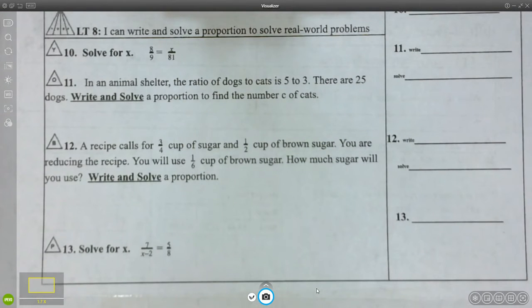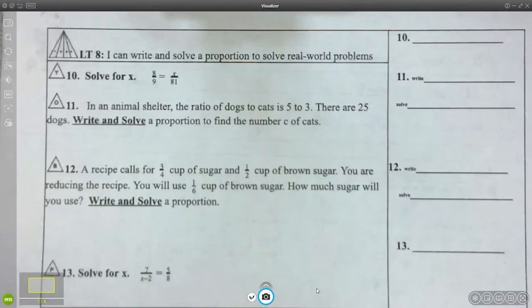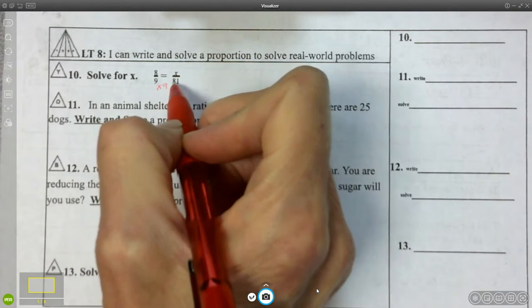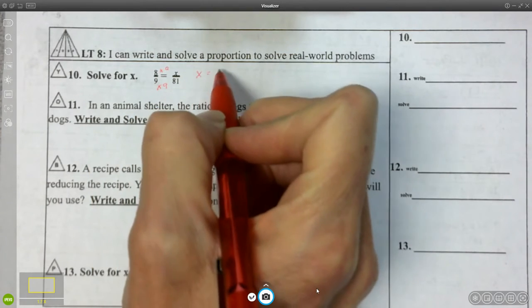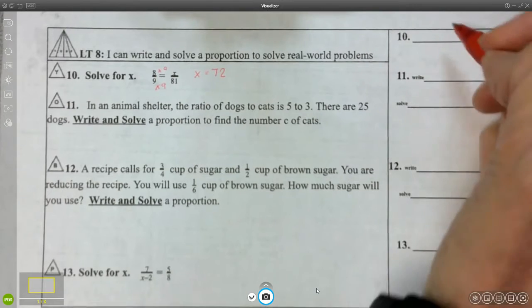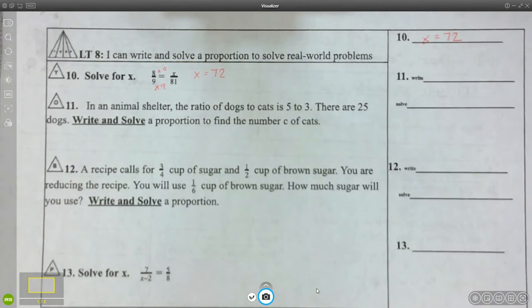So the yellow is first. You're going to solve for X first. We learned a number of ways to do that too from Mrs. Harrell. So we could say 9 times 9 is 81. 8 times 9, X would be 72 to make that proportional. So X is 72.